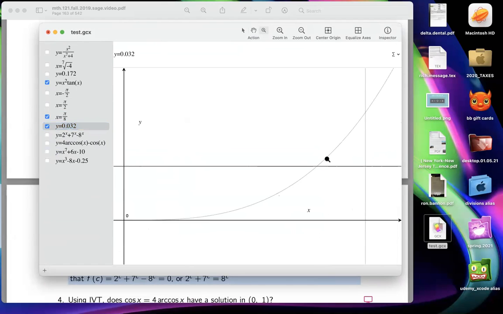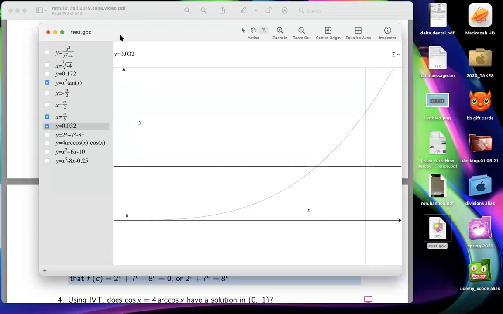Again, this curve over here is the graph of x squared tan x. This is the interval from 0 to pi over 8. And this is the line y equals 0.032. What do I know? Of course it has a solution on an interval. So there is some value c, I don't know what it is, by the way, that's between 0 and pi over 8 that would produce a success story over here.